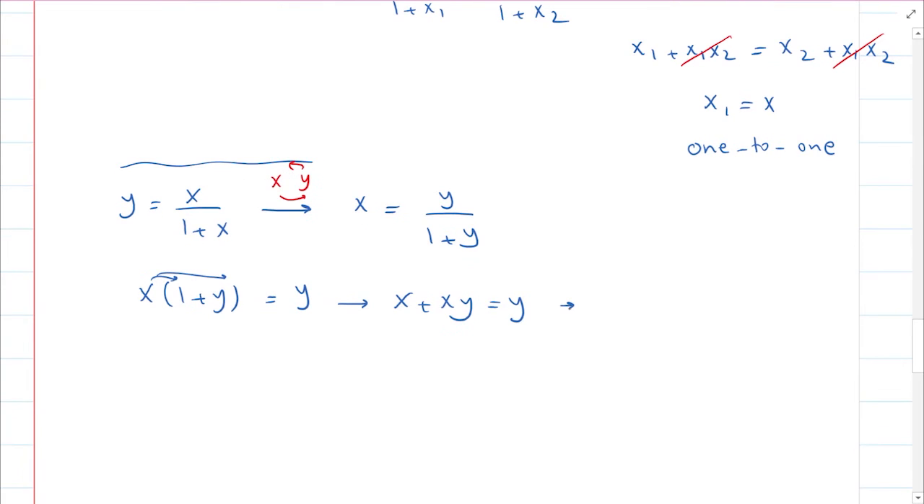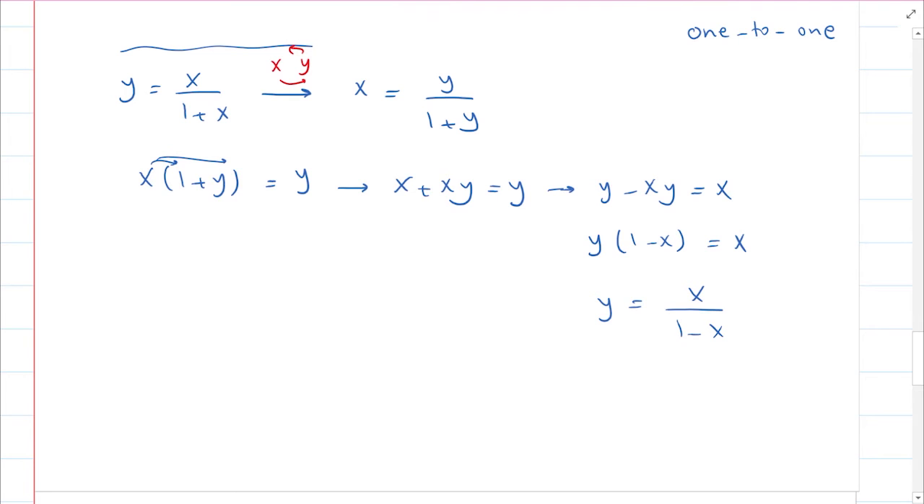Then I try to bring all the y values to one side. So y minus xy equals x. I'm going to factor out y, y(1 minus x) equals x. And if I solve for y, that gives me x over 1 minus x. So technically, what I just found is f inverse of x. So f inverse of x is x over 1 minus x. So that's how you find the inverse of a function. You need to do some algebraic operations in order to solve for y when you switch x and y. This is after you check that the function is 1 to 1.